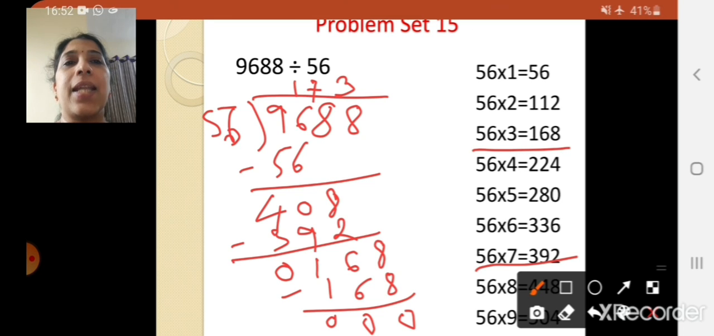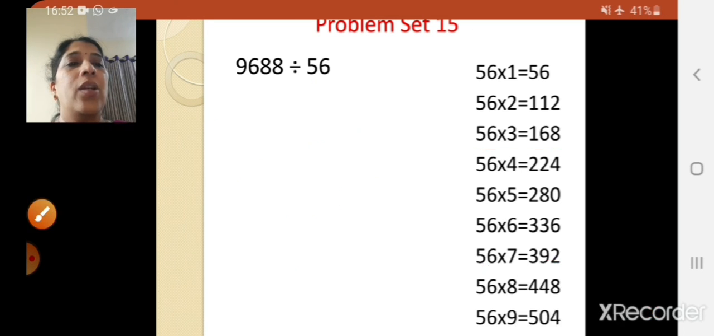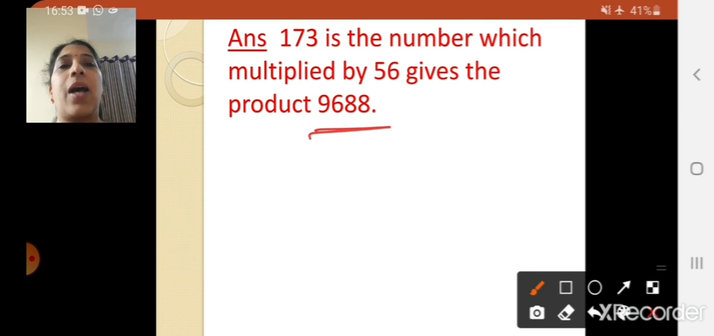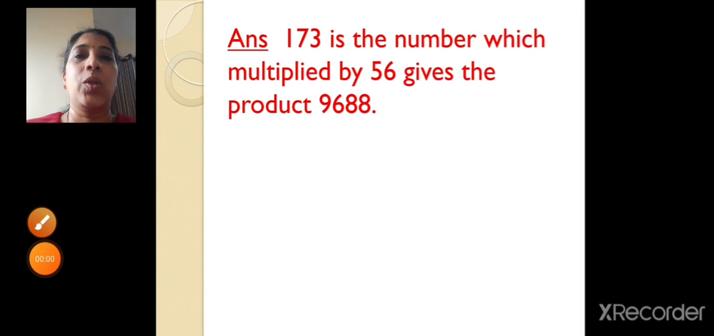So you get the answer as 173, right? So you will write the statement as 173 is the number which multiplied by 56 gives the product 9688. So you can also do, children, 173 into 56 also you can do, and then you will see that you will get the same answer, 9688, right? So as I told you, 173 into 56 when you do, you will again get the answer as 9688. So children, 6th and 7th sum you will do it on your own.